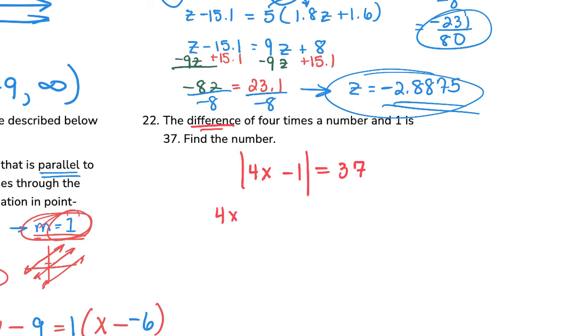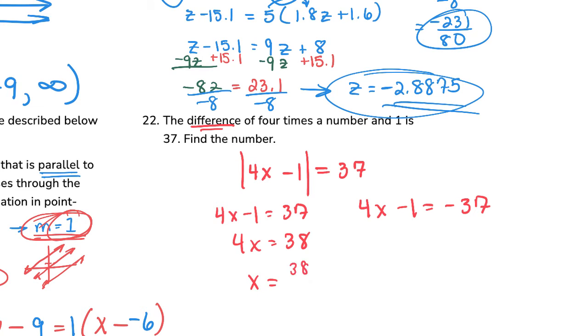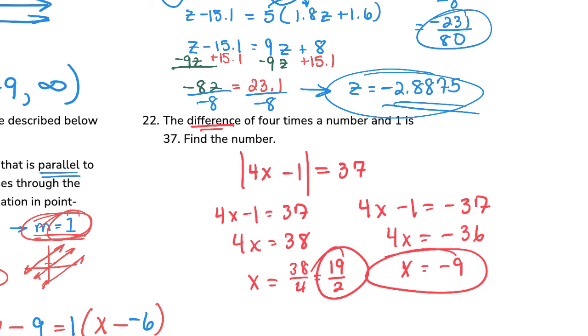And to cover them both, I could just do this. And that implies 4x minus 1 equals 37, or it's going to equal, if I subtract in the other direction, negative 37. Add 1, that's 38, and divide by 4. x equals 38 over 4. Divide by 2. Or add 1, that's -36, and divide by 4. So x is either 19 over 2, or it is negative 9.